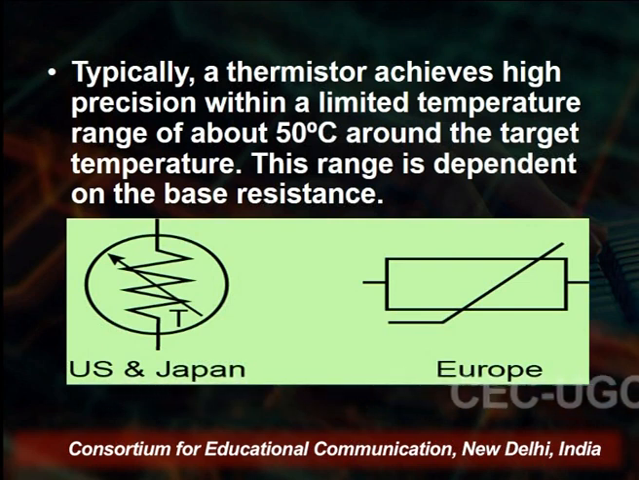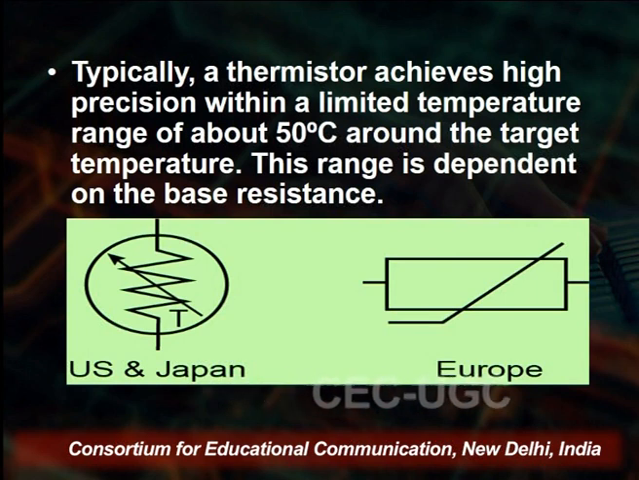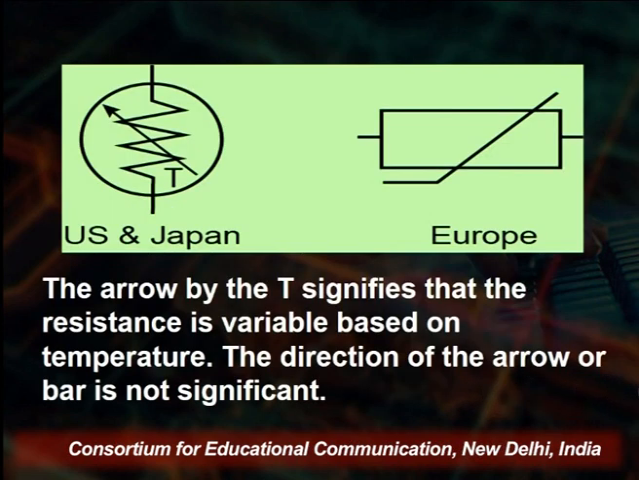Now you see this is the symbol of the thermistor. Sometimes in the US and Japan we define this type, where in the resistor there is an arrow that represents the temperature, and on the right hand side is the symbol used in most European literature. So the arrow by the T signifies that the resistance is variable based on the temperature. The resistance is variable based on the temperature. That's why the arrow is mentioned here.